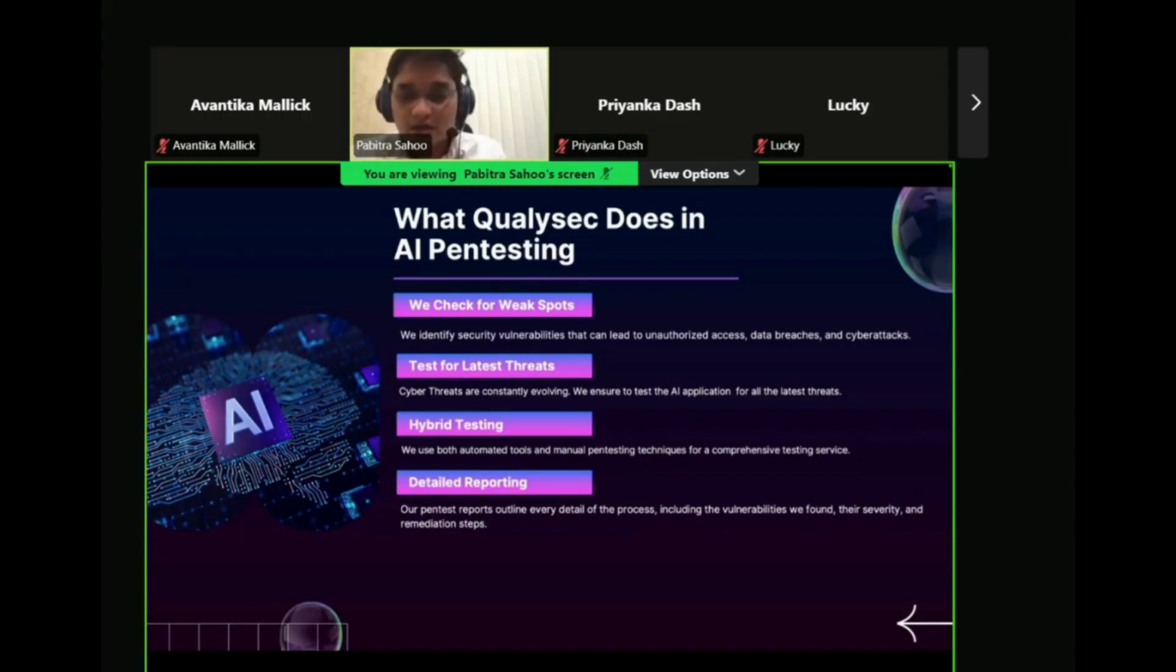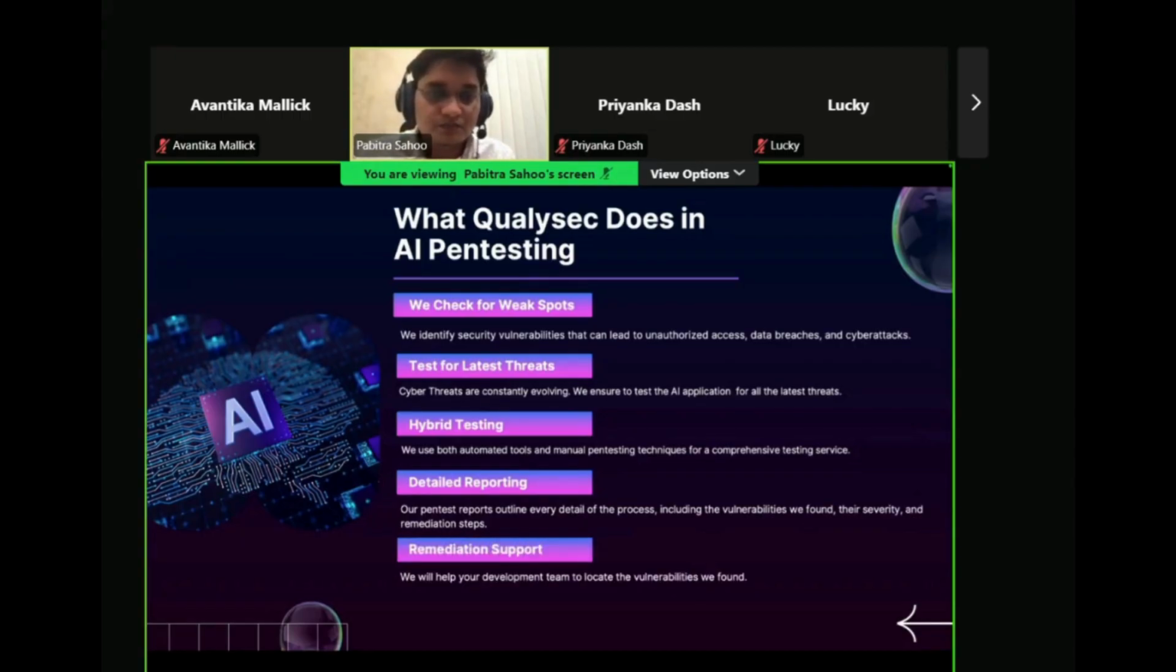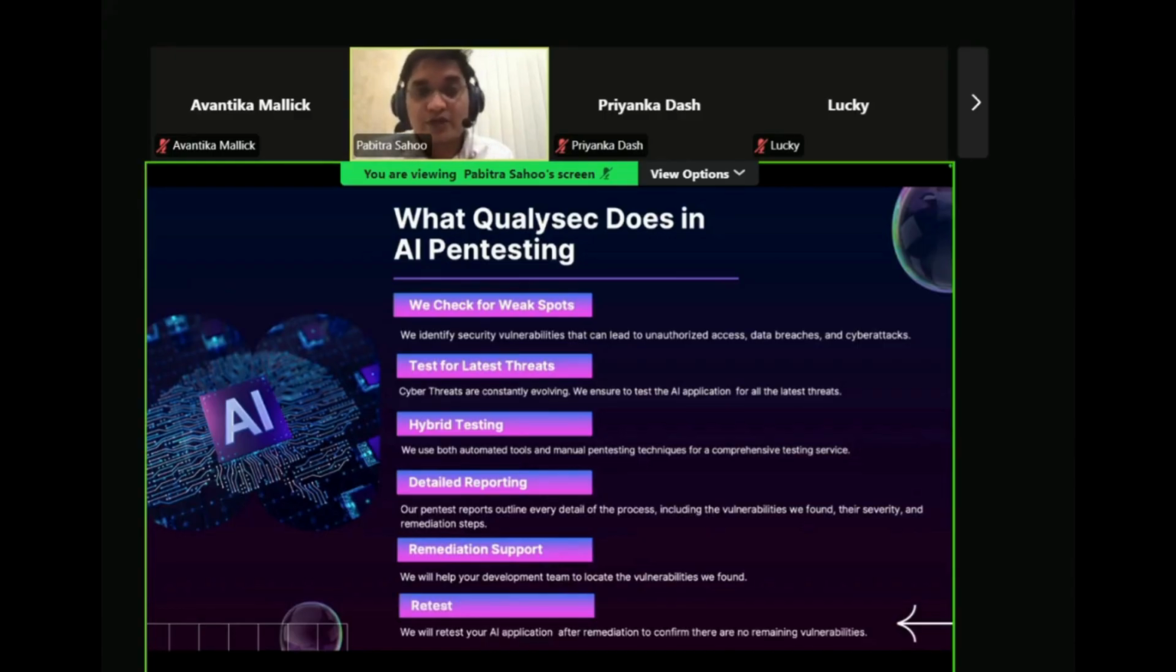Then we also provide remediation support, where we help the development team fix those issues. There are a lot of new and uncommon issues we may find during testing, so we help the development team fix the vulnerabilities. We also perform a retest to ensure that whatever issues we found are perfectly fixed, and that there are no high, critical or medium issues left in your application. So this is our Qualisec approach.